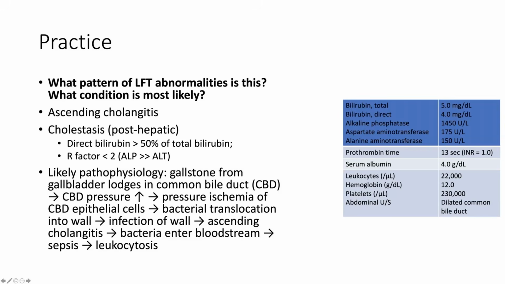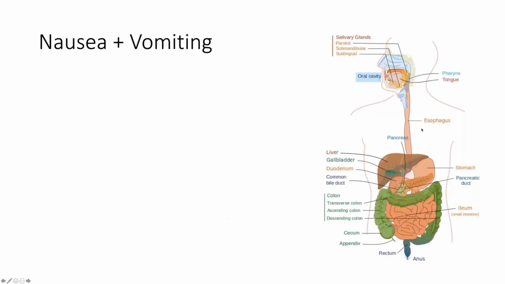So they can infect the wall. And as they infect the wall, that infection can ascend. So that's how you get cholangitis. That's the basic idea of getting cholangitis. So the bacteria, it's really easy then to enter the bloodstream. And so that's why you can get such a profound leukocytosis. So this would be pretty scary, pretty severe, or potentially pretty severe.